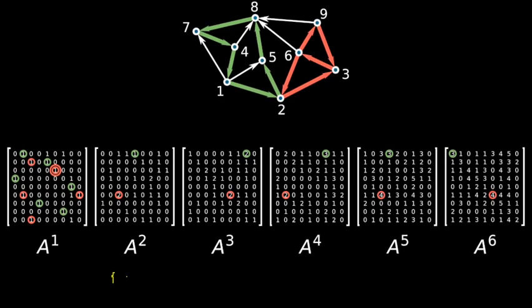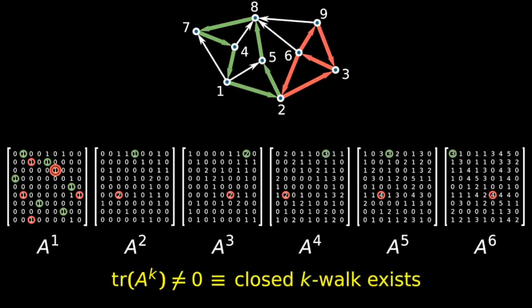The trace, that is, the sum of the diagonal entries of the kth power of the adjacency matrix, is non-zero if and only if there's a closed walk of length k. Note that this expresses a combinatorial question about graphs, in particular the existence of walks, as a linear algebra question about matrix powers and traces. The technique that I'm advertising in this video has the same flavor.